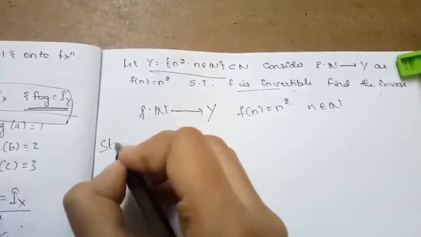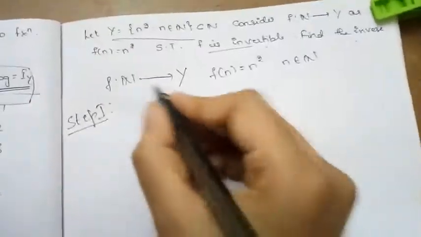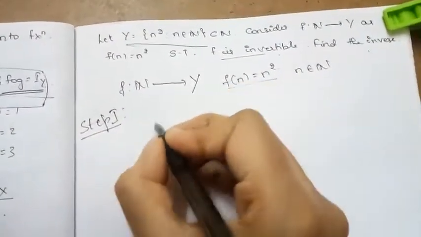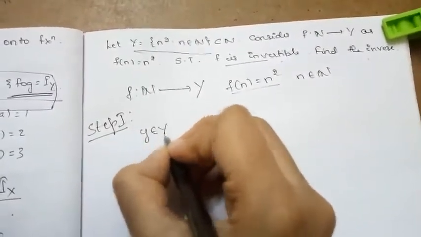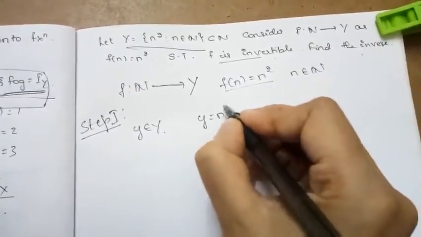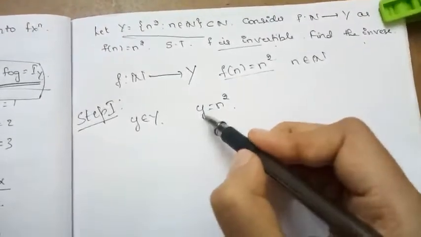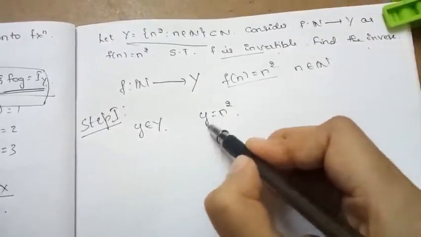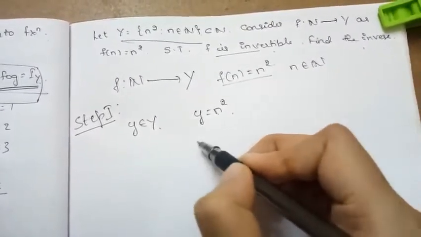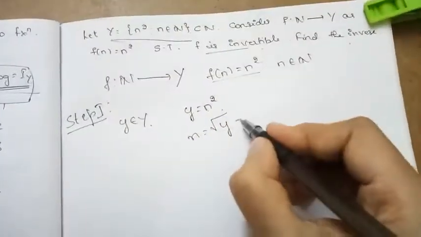What is step 1? As I said in the beginning, the first step is defining a function g. Since f of n is equal to n squared, for any y belonging to set Y, this becomes y equal to n squared. Here, y is expressed in terms of n. Now let us express n in terms of y, that is, n is equal to the square root of y.